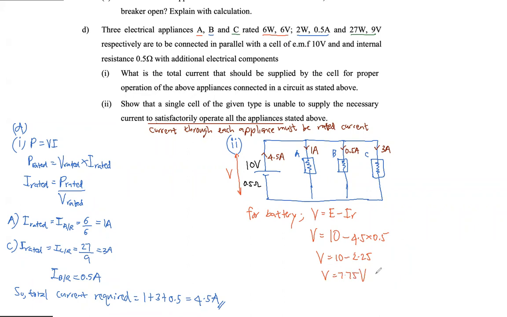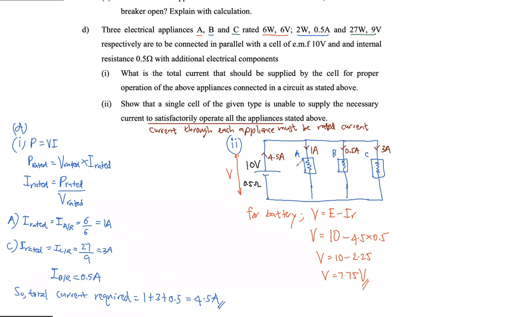7.75 volt. Is this good enough? Tell me. Show that a single cell of the given type is unable to supply the necessary current. So my question: this is the amount of net voltage the battery can give out to the circuit when a current of 4.5 ampere is coming out of it.